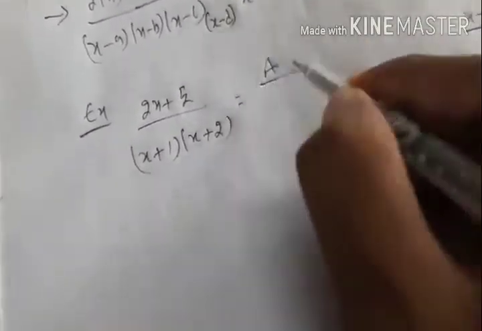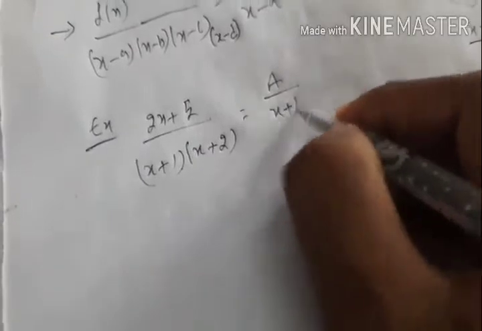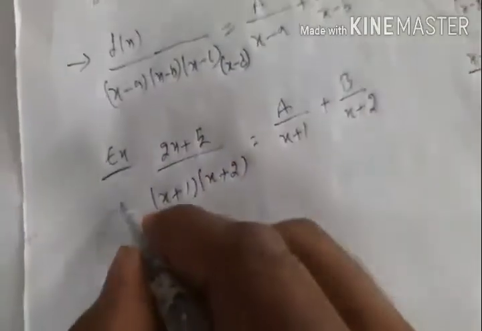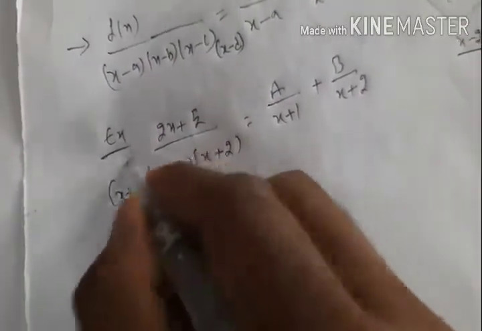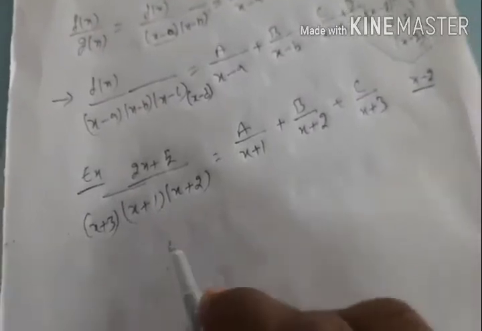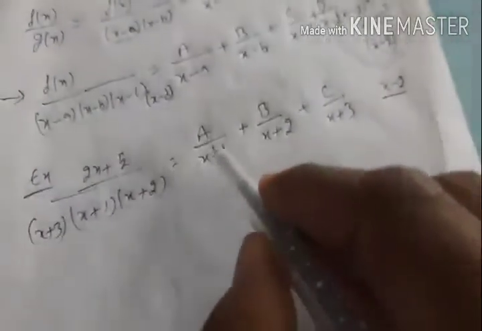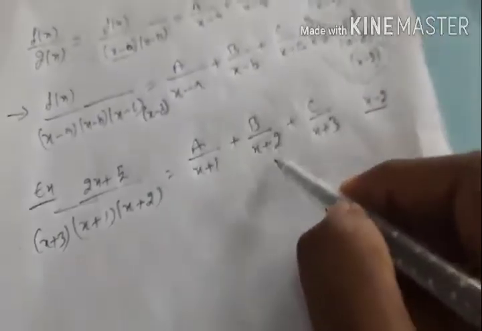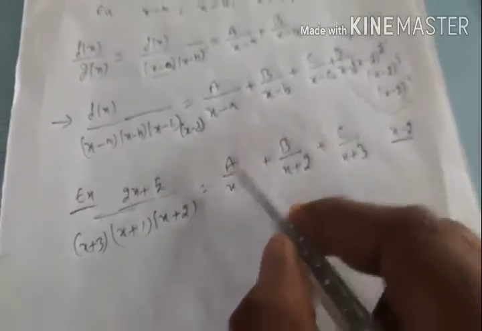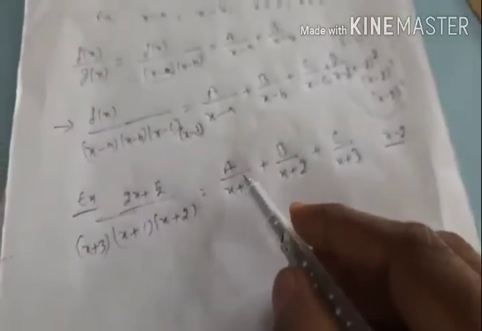Then we take some constant a by the first linear factor x plus 1, and the second one is b by x plus 2. If x plus 3 is also there, then we get the third constant c by x plus 3. It is the first step in partial fractions. First we write a by x plus 1, b by x plus 2, and c by x plus 3. Then we take the constants a, b, c, d like that. The first step is very, very important: how to write the factors.